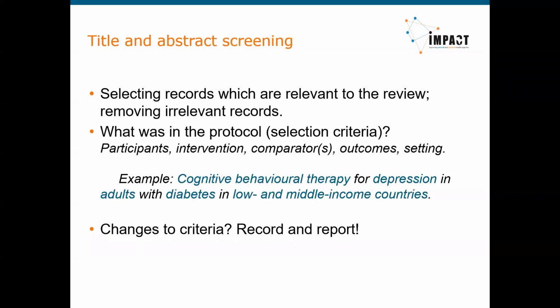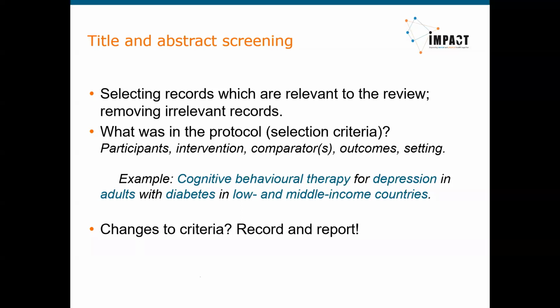The purpose of the title and abstract screening is to select those records which look like they might be relevant to the review, and to remove any records that are irrelevant. And you will look back to the protocol here to see, especially the selection criteria, to see what the scope of your review is. This will also be reflected in the searches that you've done at this stage.